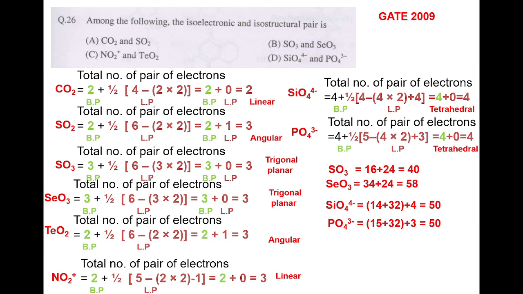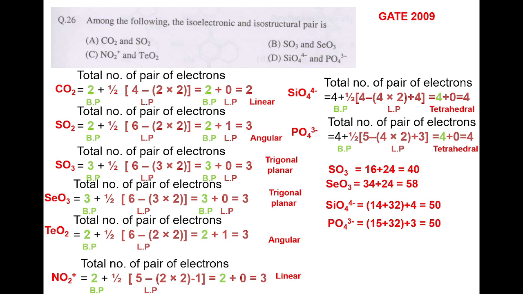electrons are 40 and 58. Why? Sulfur has atomic number 16, plus 3 oxygen 24, total 40. Selenium has atomic number 34 plus 24 for 3 oxygen, so we'll get 58. So both are different, 40 and 58. So these two are not isoelectronic.